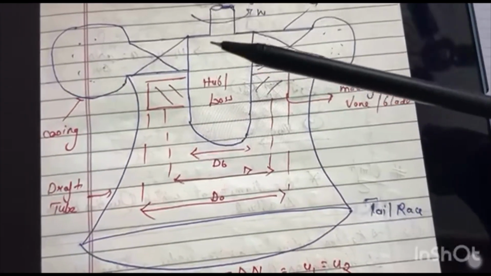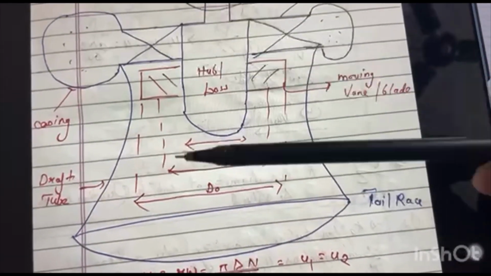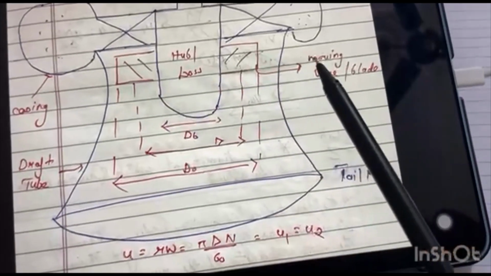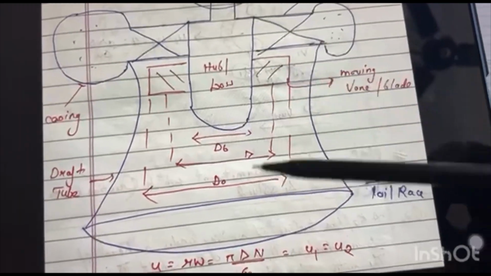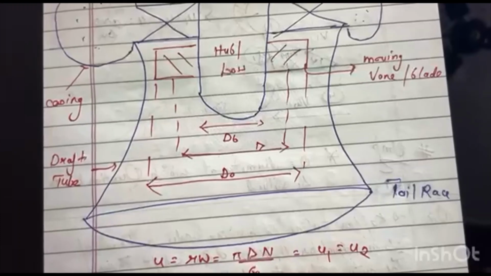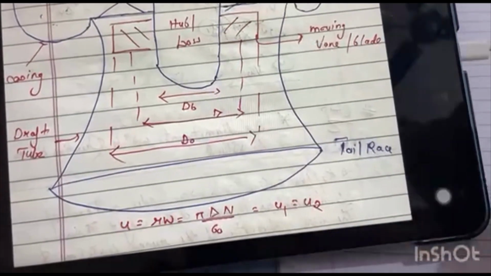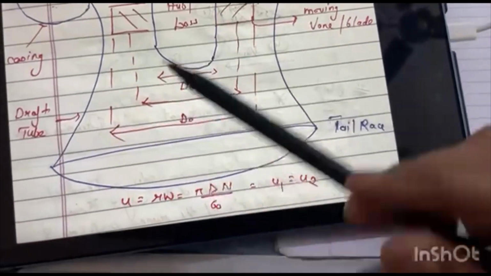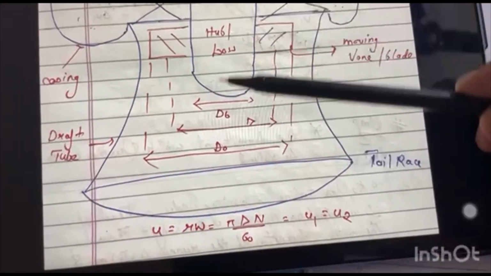In Kaplan and propeller turbines there is a hub, which is also known as the boss. The diameter of the hub is D_B. The diameter of the moving vane in the Kaplan turbine is capital D. The diameter which we are finding is denoted as D naught. This is known as the draft tube, in which all the water is drafted.